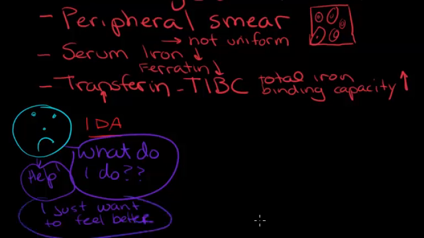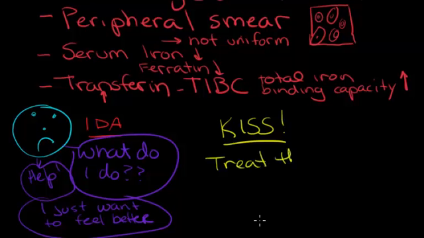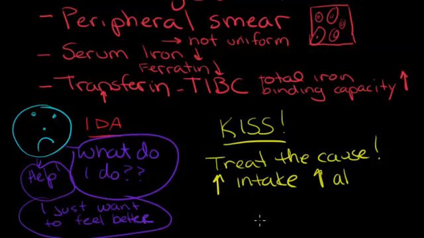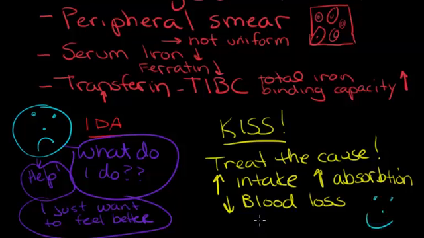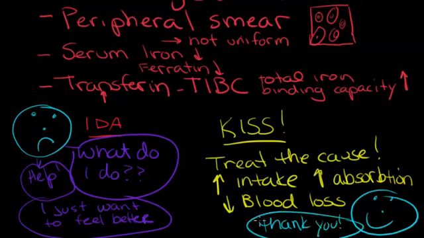So we've done all of our homework here, and we've done all of the work in identifying all of the reasons for it, so keep it simple. Treat the cause. We went through all of the causes, and you'll treat the cause. So increase intake of iron, increase absorption, fix what problems there might be with absorption, and you also will check to make sure that they're not losing iron via blood loss. So once you fix the cause, then the person will get better and their anemia will resolve, and they'll be thanking you for your efforts.